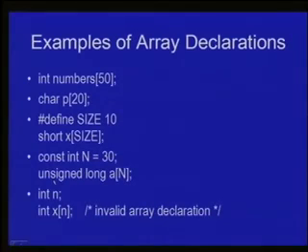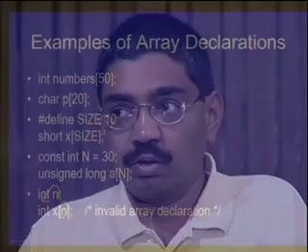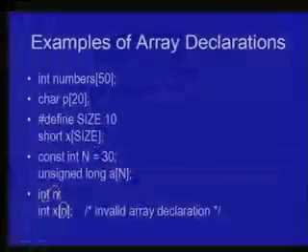That is, if we have such an array declaration in the program, then the compiler will give an error, and the reason is that the size of the array has been declared to be n, which is the name of a variable here. So this is not allowed because, as I said, the size of the array has to be a constant which is known at compile time.